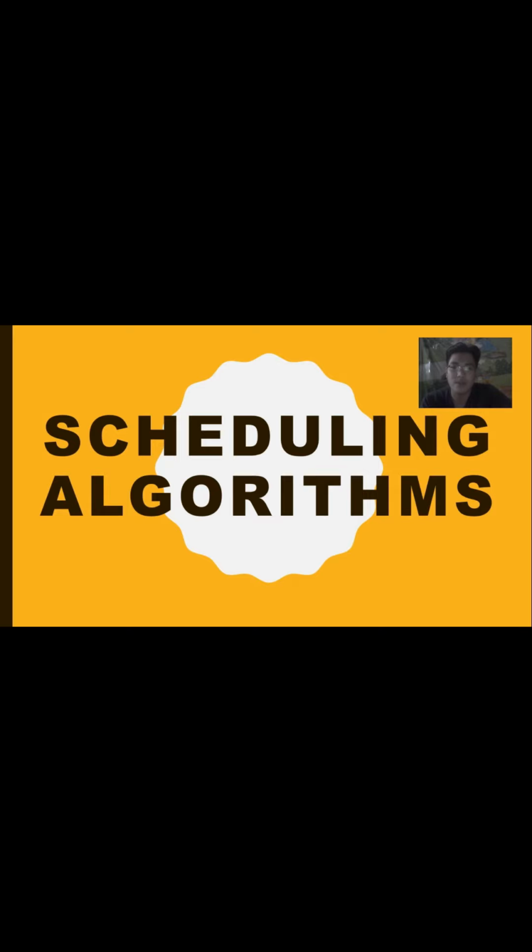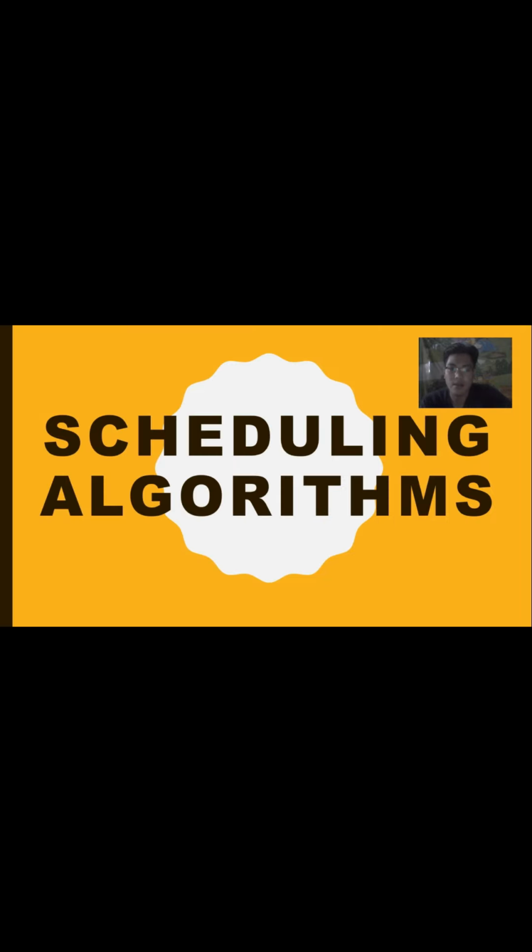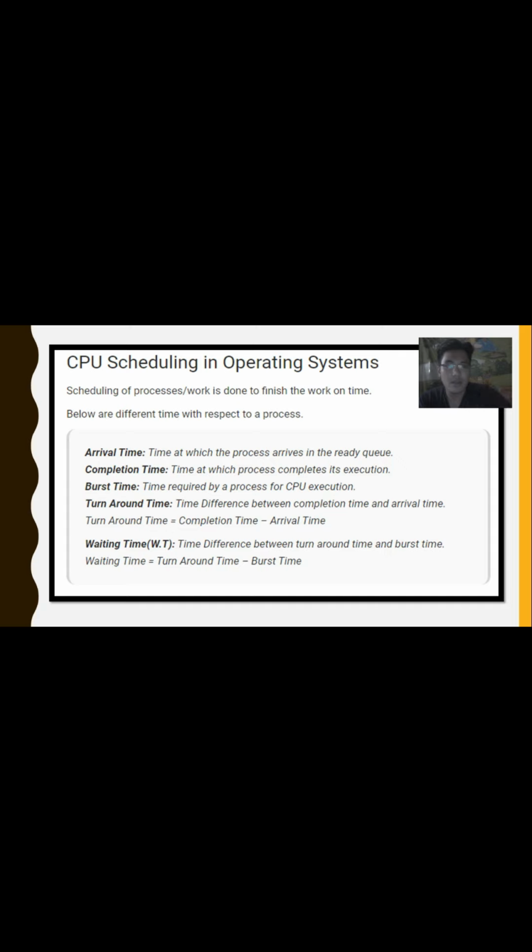This time, we are going to tackle scheduling algorithms, or CPU scheduling algorithms. Scheduling of processes is work done to finish the work on time. Below are different times with respect to a process.